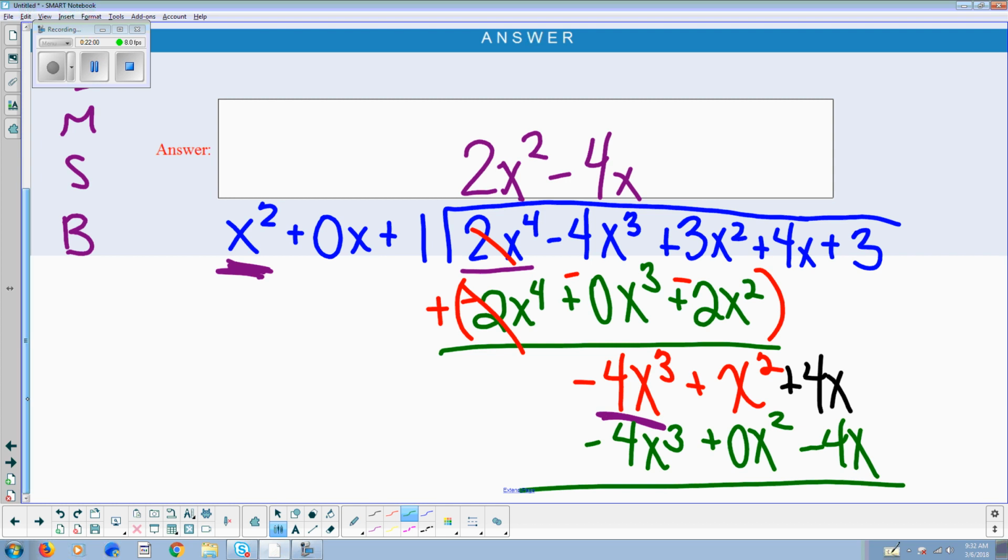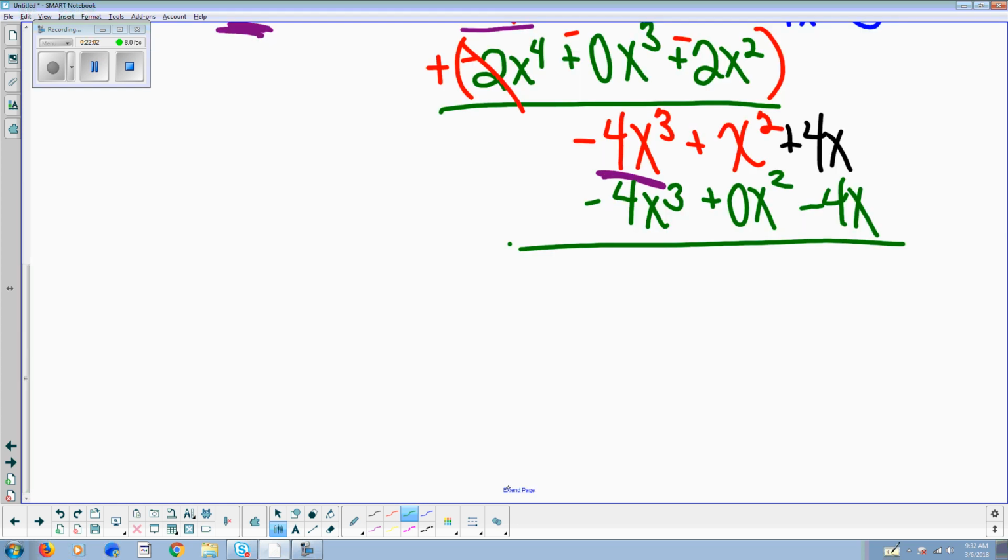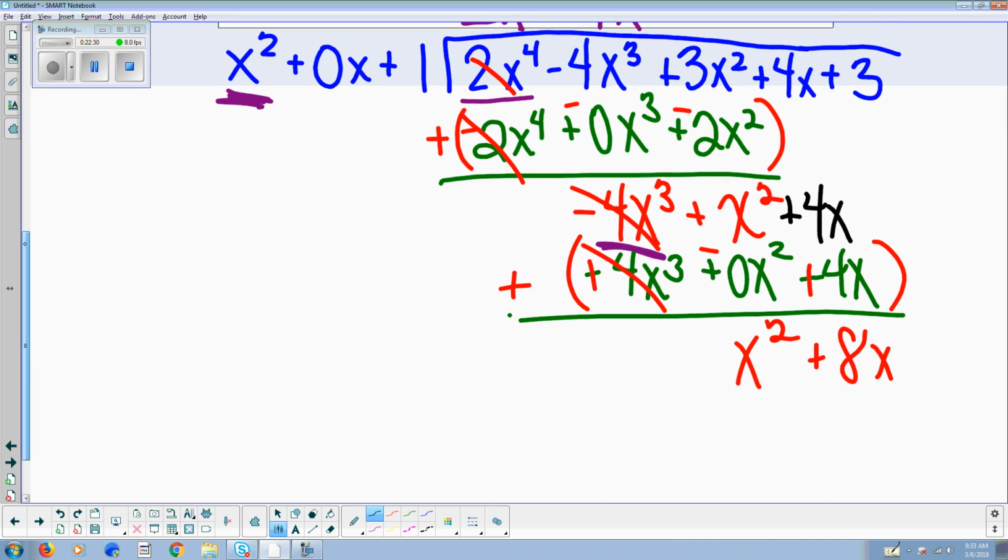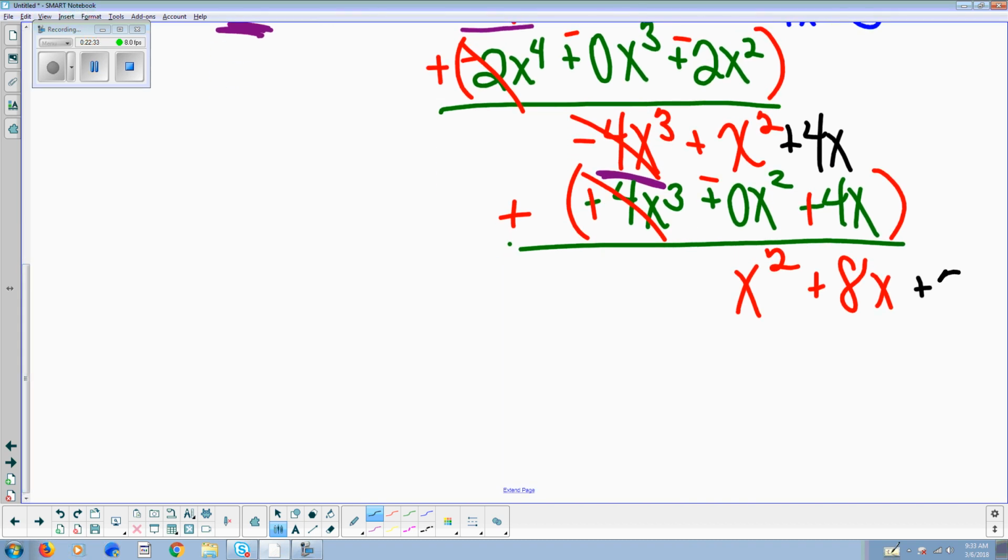Okay. There's mommy. Sister means subtract, so I'm going to wrap it up in parentheses, subtract the quantity, distribute the negative. It becomes plus, positive, negative, positive. Adding down, 4x cubes cancel. 1x squared minus 0x squared is 1x squared. 4x plus 4x is 8x. And brother means bring down. So I'm bringing down a plus 3.